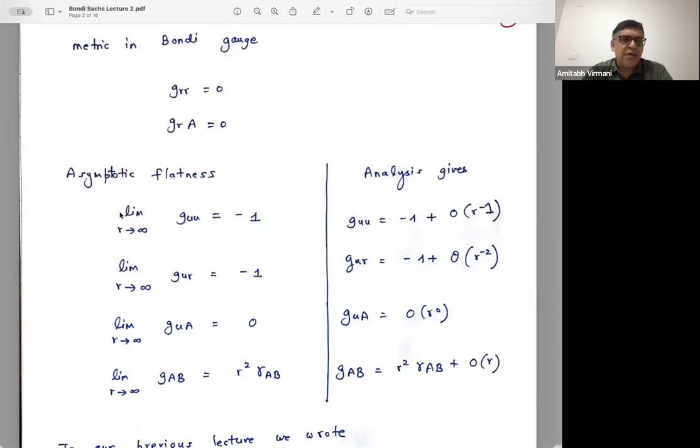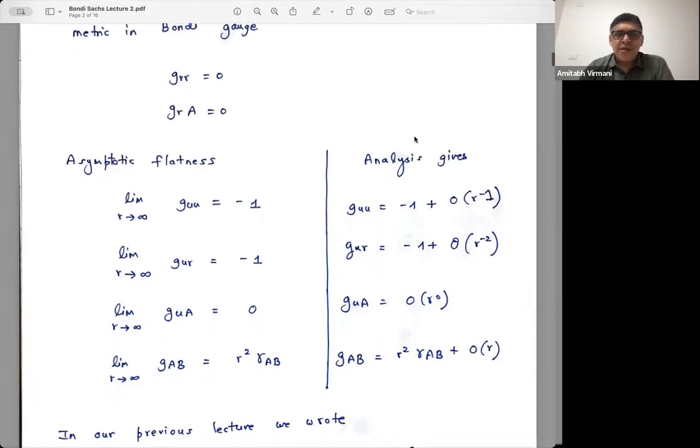So now we expect the asymptotic flatness definition to be something of this type, that when we take the limit r going to infinity, this should become -1, this should become -1, this should become 0, and this should become r squared times gamma_AB. So this is our naive expectation. And yesterday there was a lot of discussion on this point.